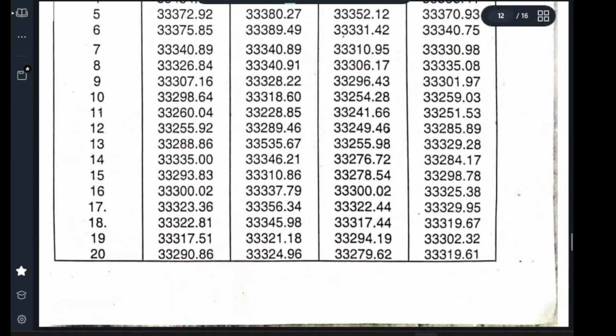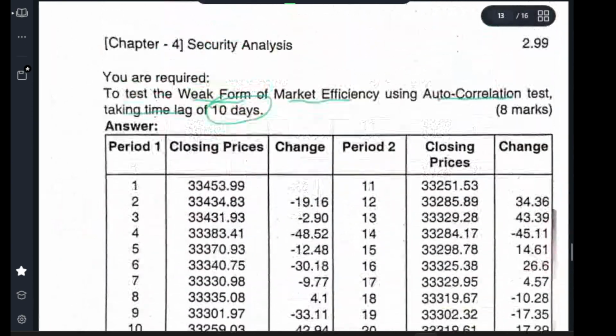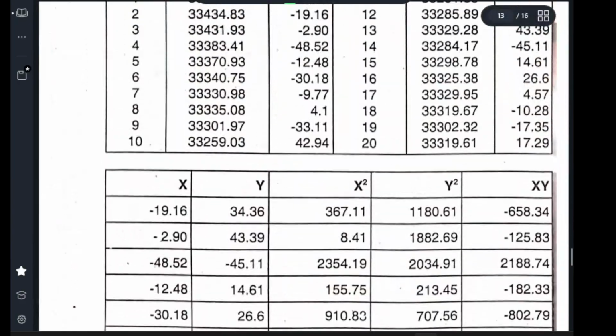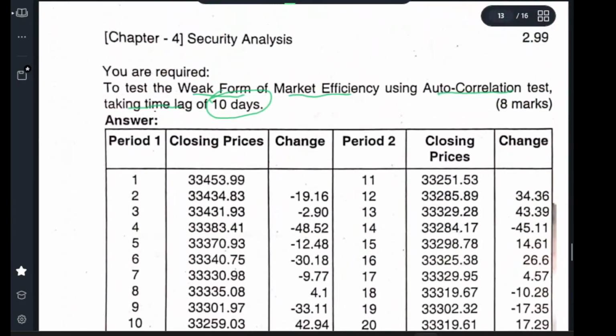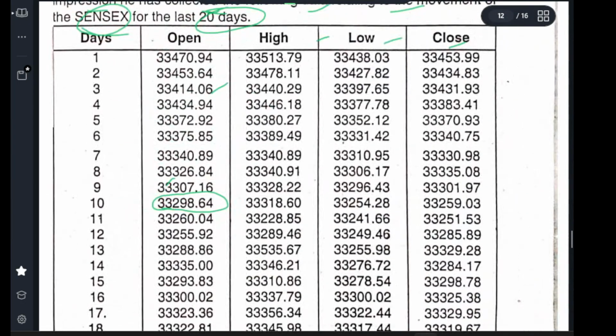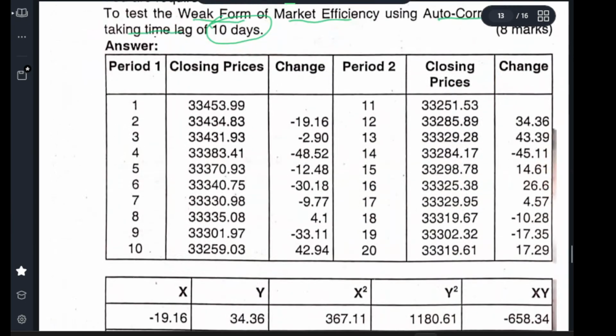So 10 days we are taking. Up to 3.398, then 3.3259. Correct. All the closing out. What is the change from this? From this, what is the change? 40, 12, 39, increase 4, decrease 33, increase 42.